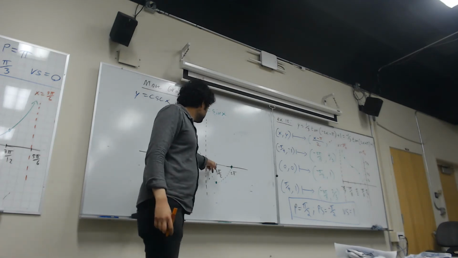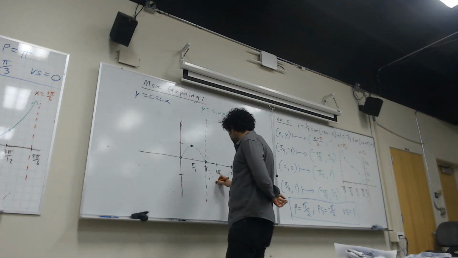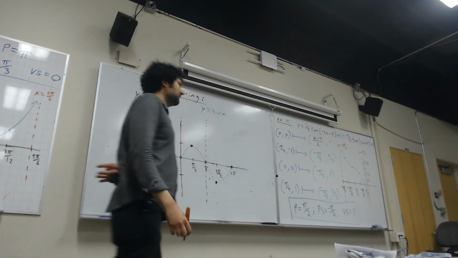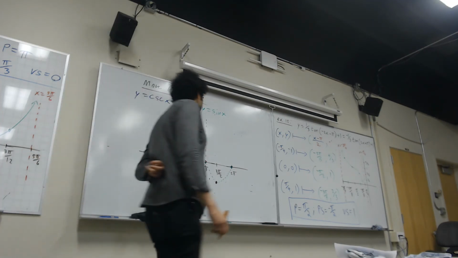Let's keep going. 3 pi over 2. What's the reciprocal of negative 1? Good. So they match up there. And then finally, what's happening at 2 pi? Asymptote again.